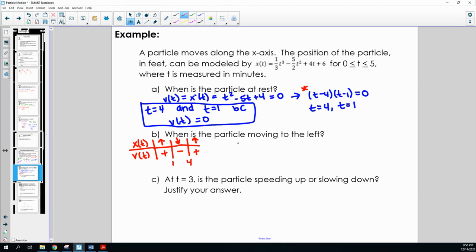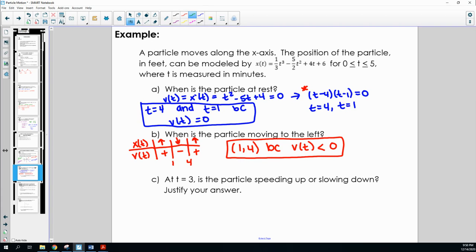So when is the particle moving left? It's moving left from 1 to 4. And again, I'm just going to justify it, even though it doesn't say it, because v of t is less than 0. So it's moving to the left because the velocity is negative. It's less than 0.